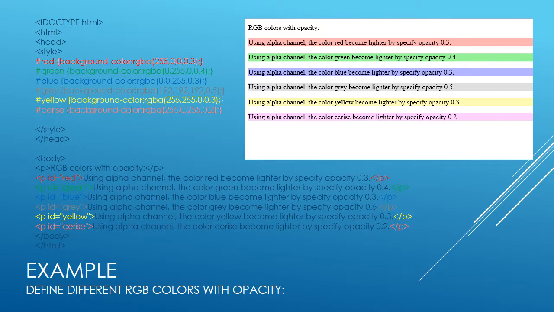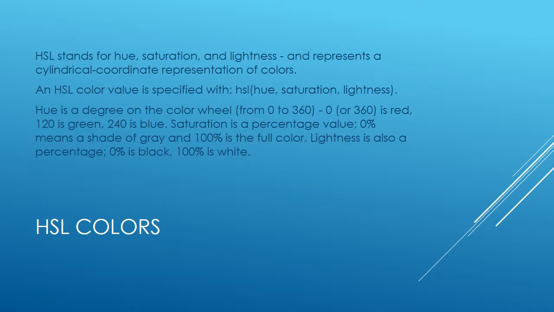Example: different RGB colors with opacity. HSL stands for hue, saturation, and lightness and represents a cylindrical coordinate representation of colors. An HSL color value is specified with hsl(hue, saturation, lightness). Hue is a degree on the color wheel, from 0 to 360. 0, or 360, is red, 120 is green, 240 is blue.